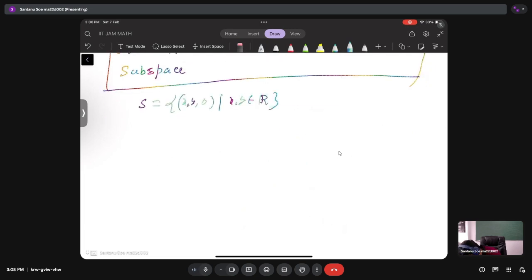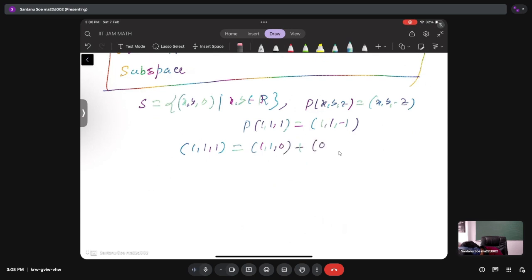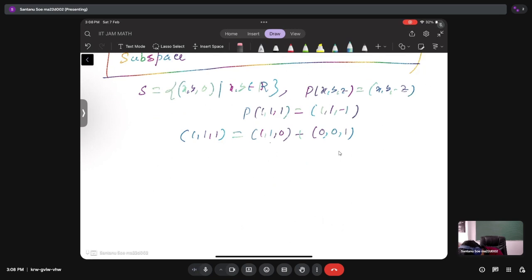So let us see the point. The reflection was defined like this: (x, y, z) goes to (x, y, minus z). So that means the reflection of, suppose, the point (1, 1, 1) will be (1, 1, minus 1). Now what's going on here? First try to see that (1, 1, 1) can be written as (1, 1, 0) plus (0, 0, 1). Correct. So now let us call it A, and let us call it B, and let us call it C.